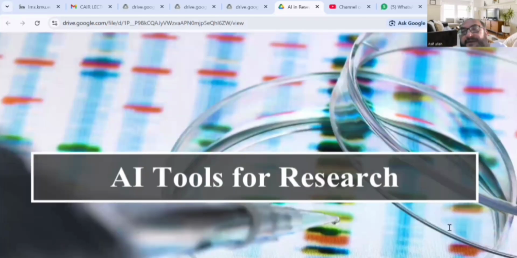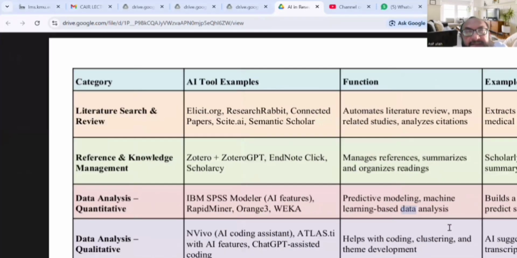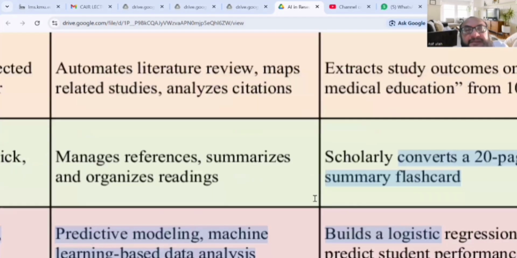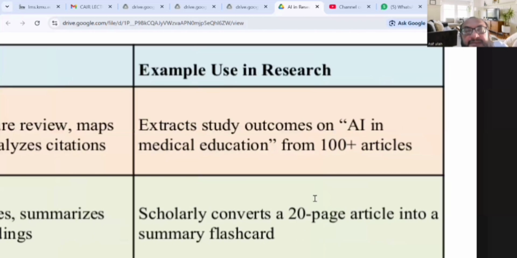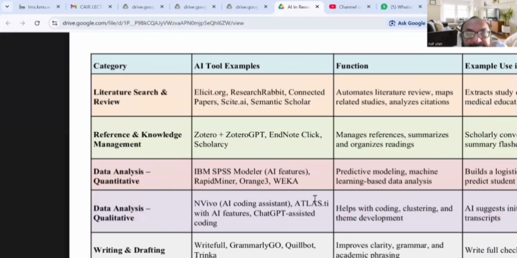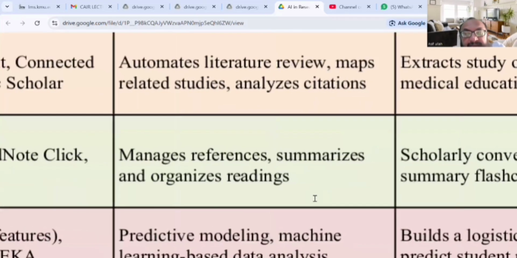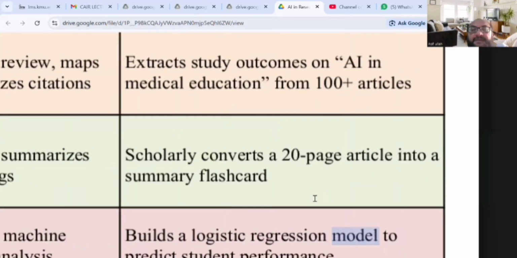AI for research. Literature search and review: Elicit.org, Research Rabbit, Connected Papers, Cite AI, Semantic Scholar. Automates literature review, maps related studies, analyzes citations. Example: using Elicit to extract study outcomes on AI in medical education from 100+ articles. For reference and knowledge management, Zotero plus Zotero GPT and NotebookLM, Scholar AI manages references, summarizes and organizes readings. Scholarly converts a 20-page article into a summary flashcard.